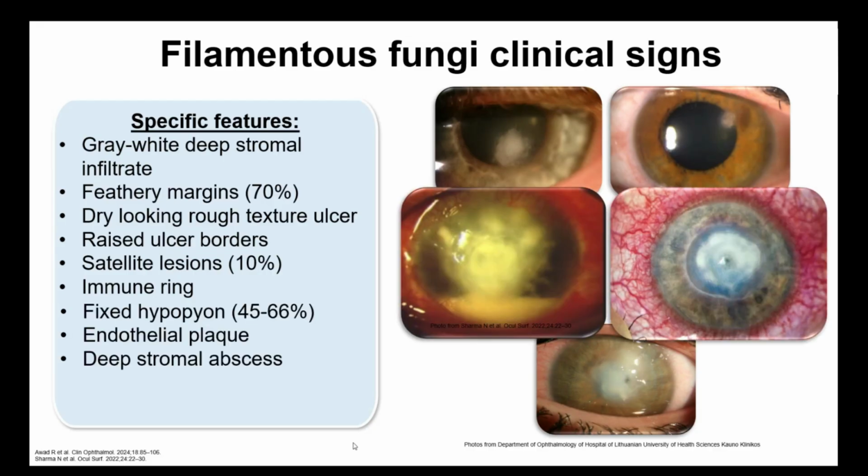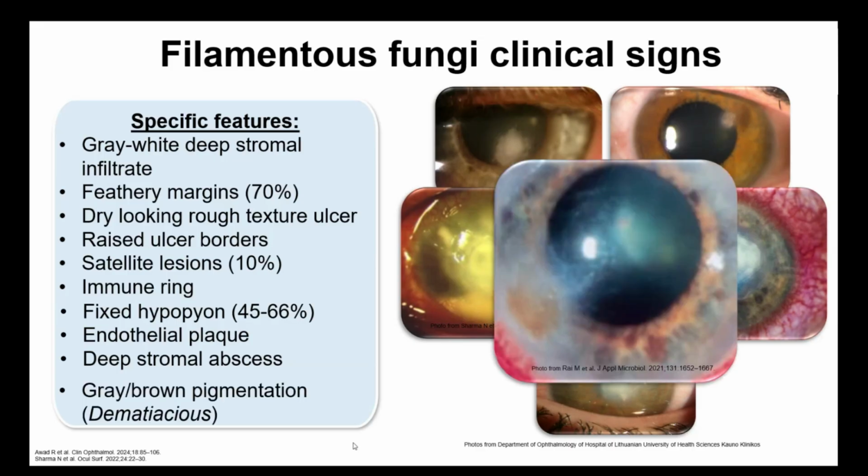A fixed hypopyon and endothelial plaques may also develop, particularly in deep or large infiltrates, and their progression means infection extension into anterior chamber. In later stage, intense suppuration may develop with deep stromal abscess that resembles bacterial keratitis. And gray or brown pigmentation of corneal ulcer can also present, which is typical for non-filamentous dematiaceous fungi keratitis.